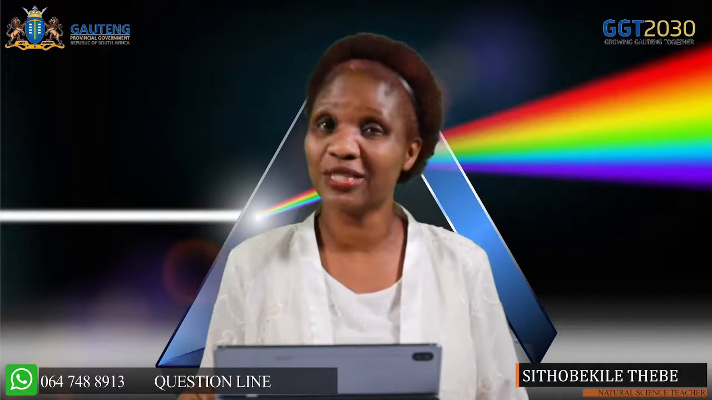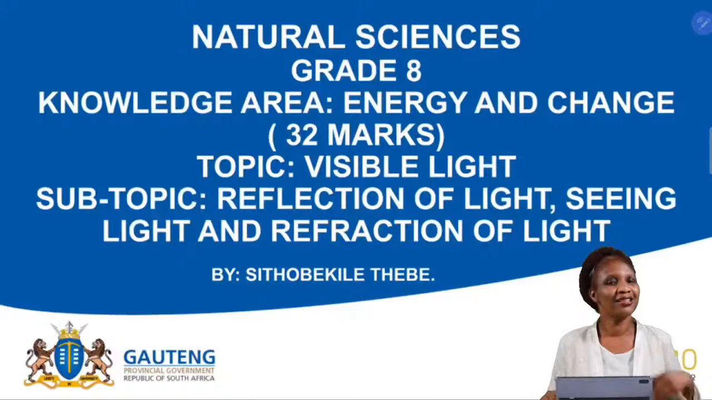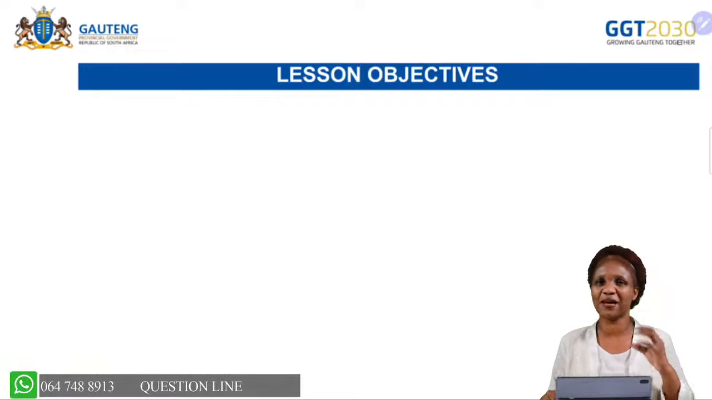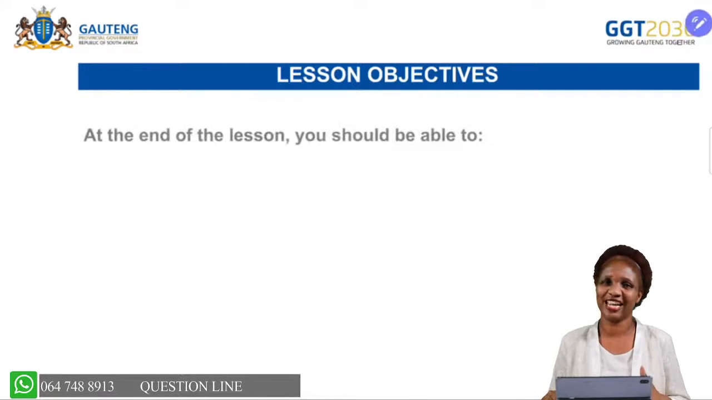And our topic today is visible light. This is the last of this topic. It's the last lesson. And our subtopic is reflection of light, seeing light, and refraction of light. Let's check our objectives. Remember, we have to set a goal for ourselves. We want to achieve something at the end of this lesson. What are we going to achieve, grade 8?